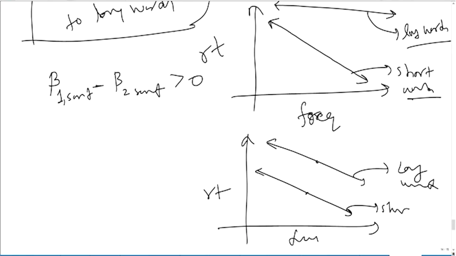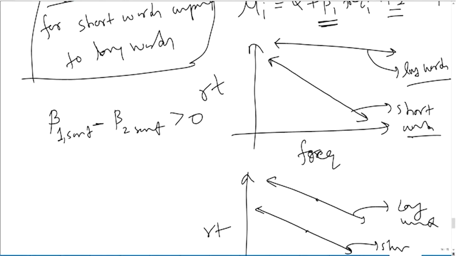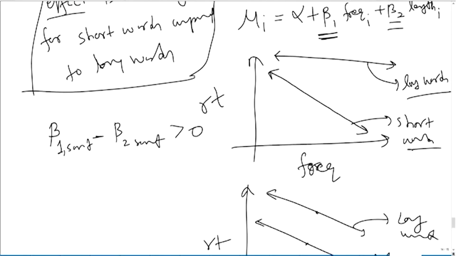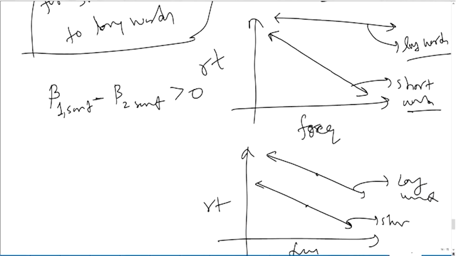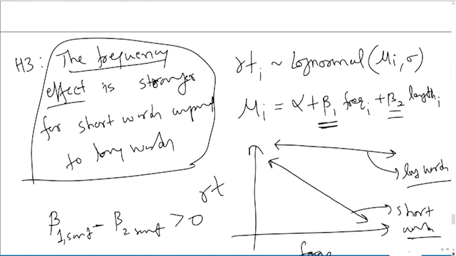Okay. So, this hypothesis 3, how do we test this hypothesis 3 in a linear regression model? You got the idea of what this means, right? This is something like you're comparing slopes for short words versus long words, right? So, you're comparing the frequency effect in short words versus long words. But how do we test it in a linear regression model?